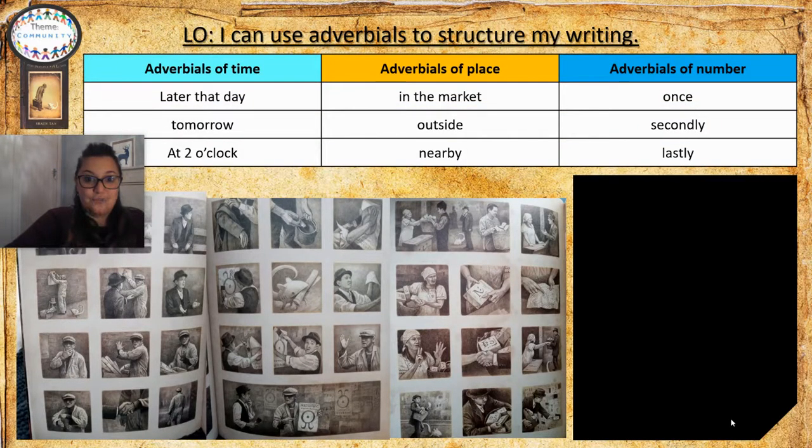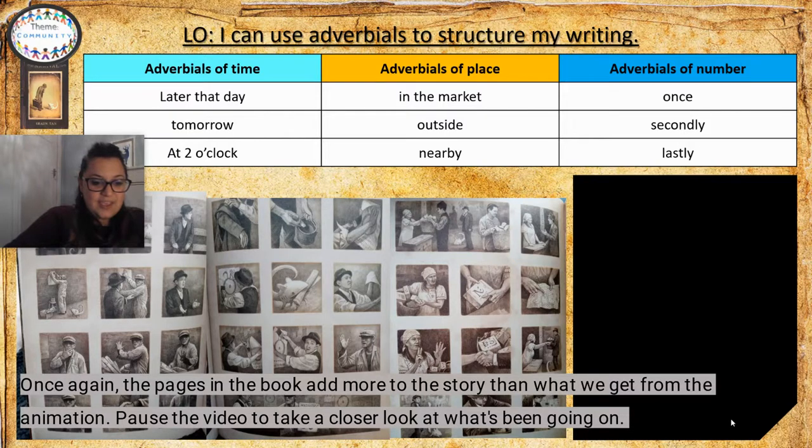Let's have another go. So I'm thinking about this next part of the story. He gets the job as the postman, but not straight away, not after not being so great at another job. I'm going to look through my list of adverbials of time, place, and number, have a little look at which ones I haven't already used. Now, if you came up with some extras at the beginning of this task, you may have a wider range to select from.